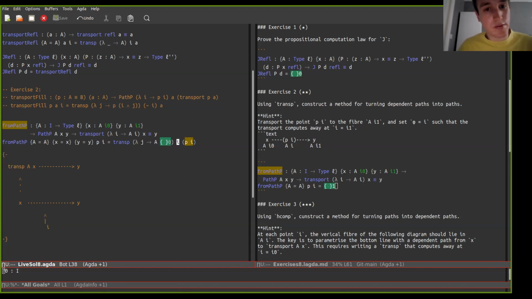So if I is 1, this will just compute to P of I. If I is 0, this transp will just be a normal transport. And P of 0 will of course be X, right? So this is almost what we want here. We just have to make sure that this should just then be J here. That was when I was 0, right?